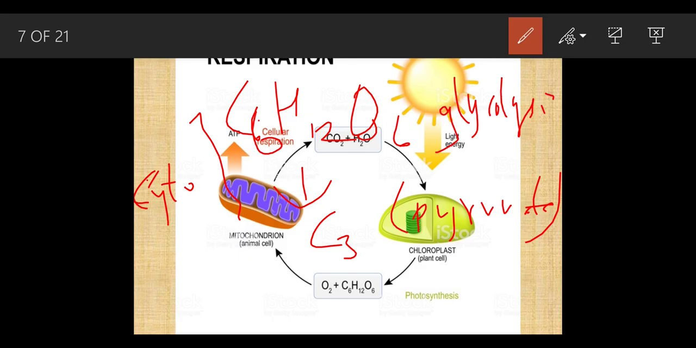Why is it called glycolysis? Because the word glyco means glucose and lysis means to break down. You have heard the word electrolysis in chemistry. What does that mean? Electro means electricity and lysis means breakdown. In the same way, glycolysis means glucose breaking down. So glucose got broken down into pyruvate in the cytoplasm.